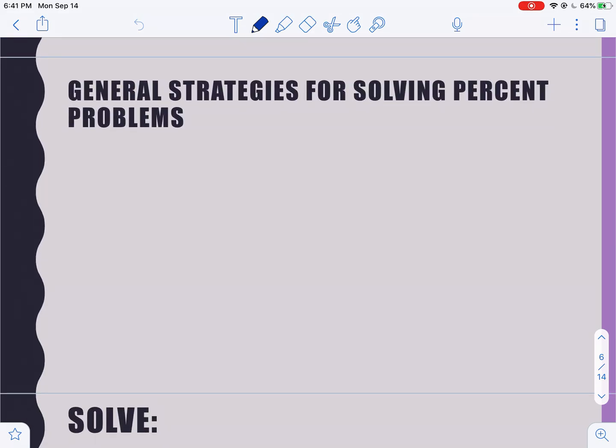So general strategies for solving percent problems. Remember, a percent means per cent, and if you think about cents like a dollar, it means out of 100. So a percent is a number out of 100, so it's a number over 100. So if you think 3%, it's 3 over 100. And as a decimal, if you took 3 divided by 100, you would get 0.03. Or you could just think of it as moving the decimal over twice.